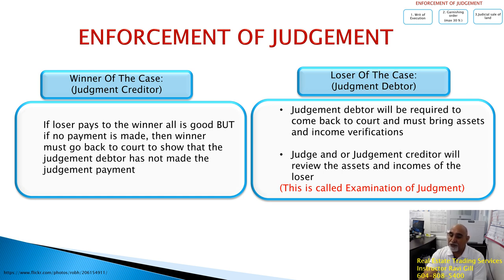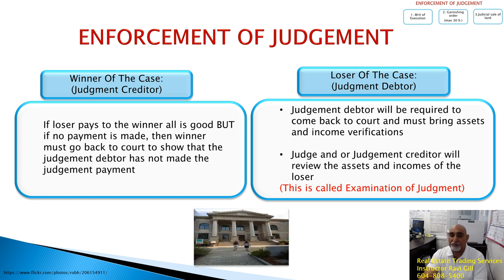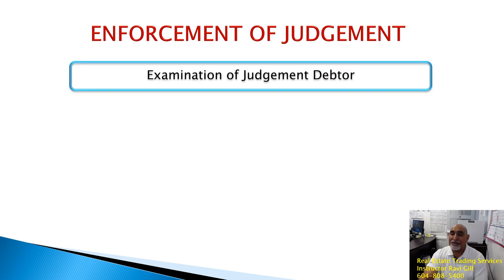This step here is called examination of judgment debtor. Okay, this is your first step in enforcement of judgment. This will always happen. There's no way for the judge or the winner of the case to know what the assets belonging to the loser are, what the incomes of the loser are, whether he has a home. All this will be found through the examination of the judgment debtor.